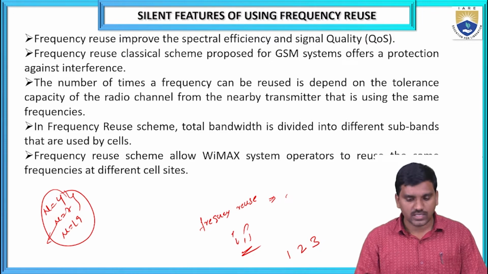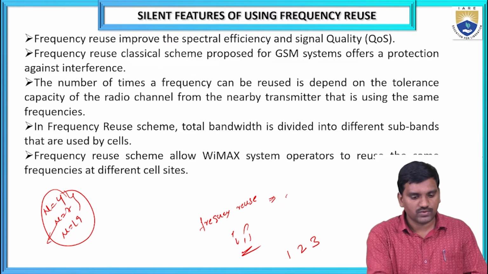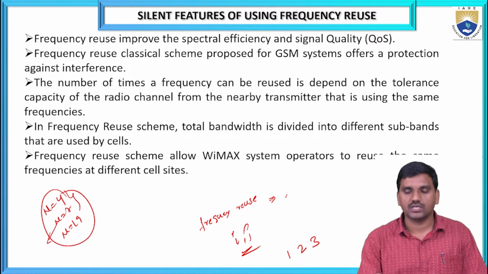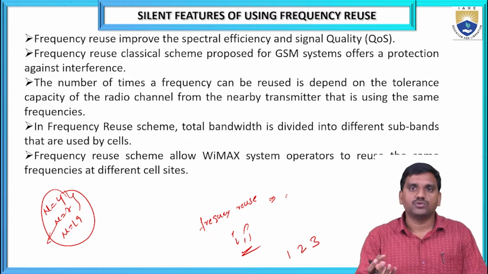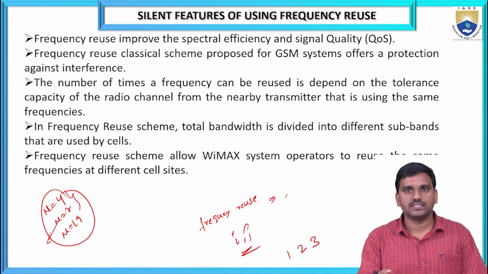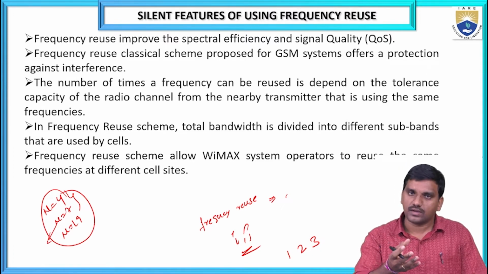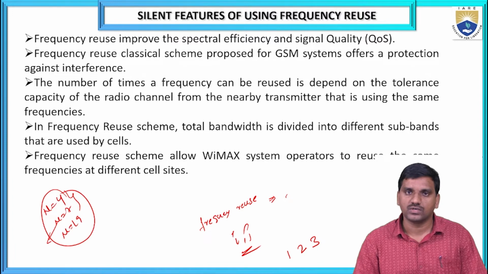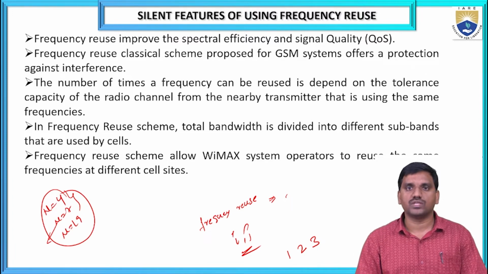Now I am going to discuss some salient features of frequency reuse. Let's start with the first one: frequency reuse improves the spectral efficiency and signal quality. In order to measure the performance of a wireless communication system, we need parameters like efficiency, gain, transmitting power, reuse ratio, and so on. One point is improved spectral efficiency. Next, signal quality: the quality of the received signal also improves through frequency reuse.